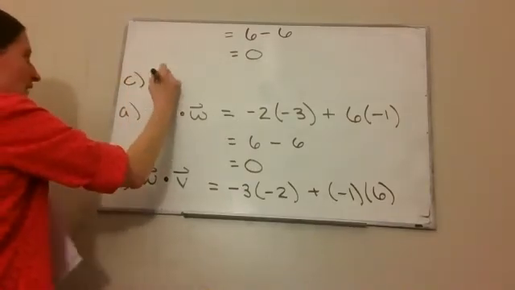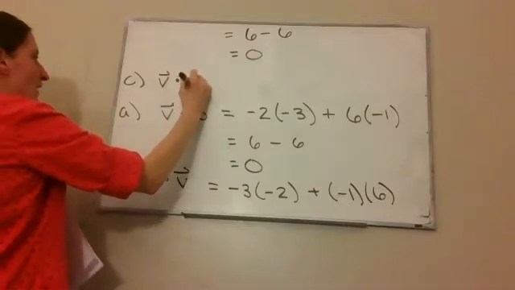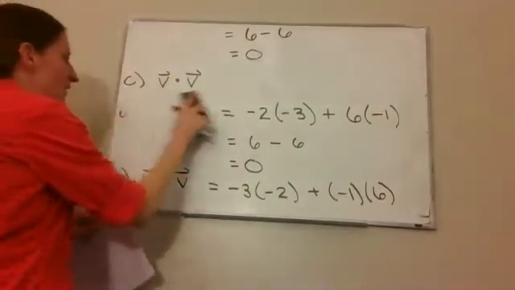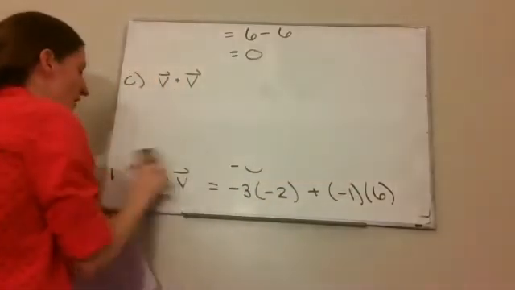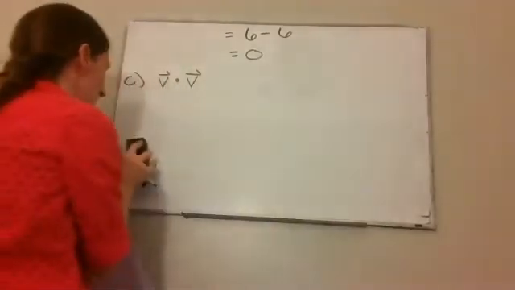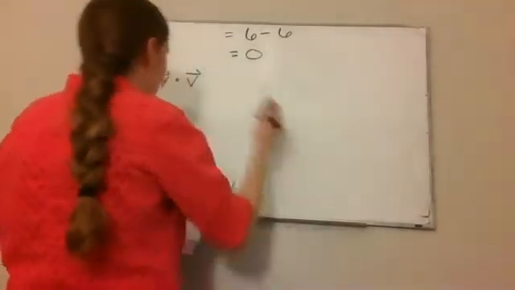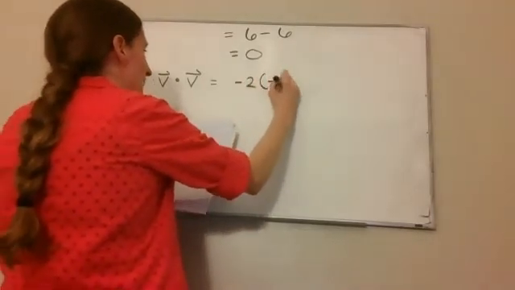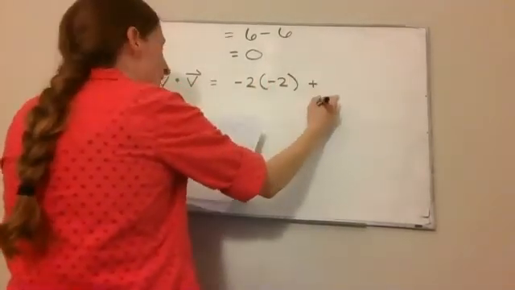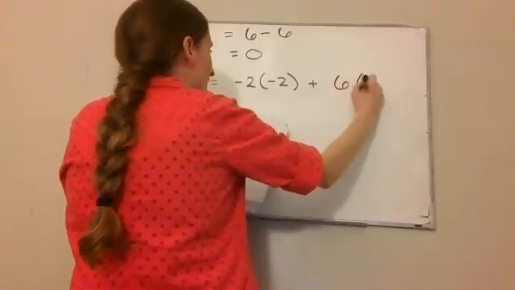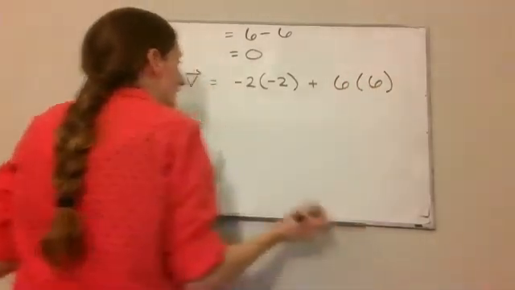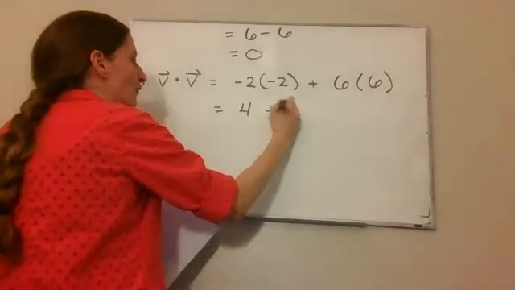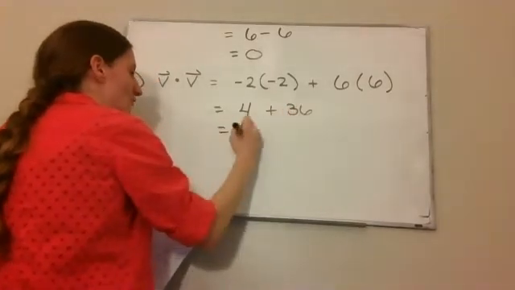Part C, let's try v dot v. So that's going to be the first component of vector v times the first component of vector v. So -2 times -2 plus the second component of vector v times the second component of vector v, 6 times 6. So this gives me 4 plus 36, which is 40.